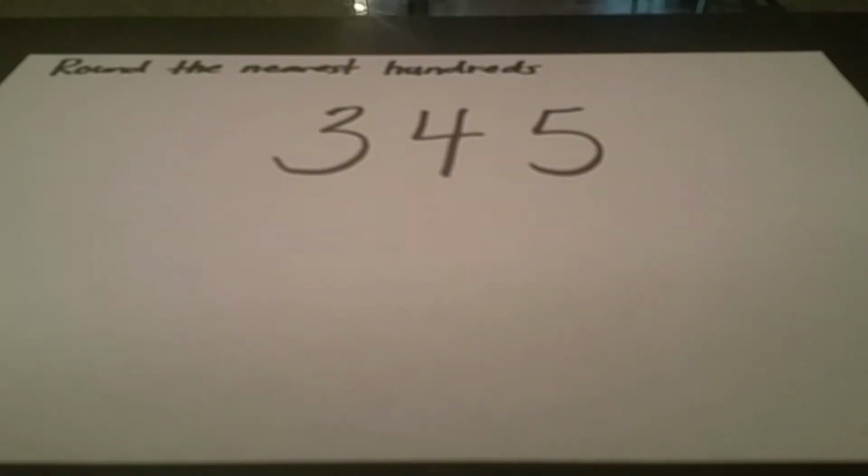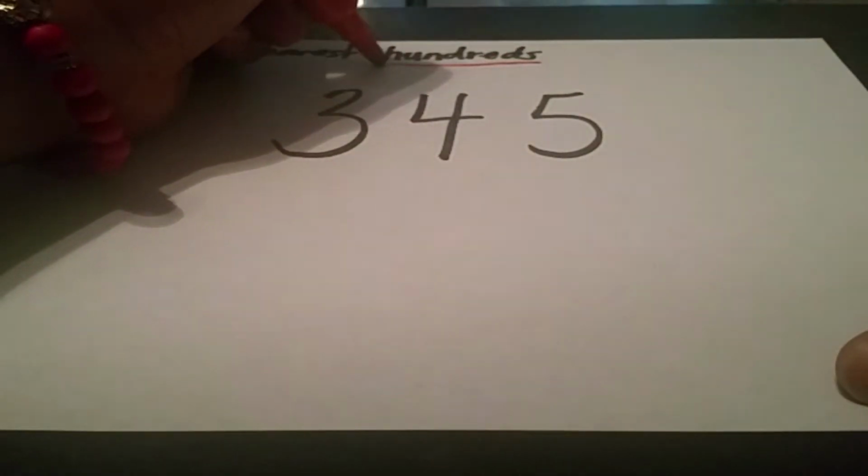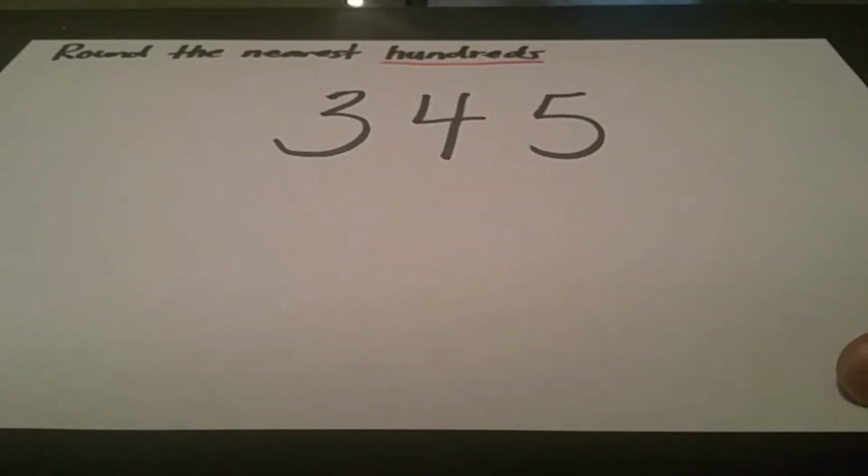All right, let's try a different problem. If we look here, our number is 345. We read the question first. It says round to the nearest hundreds. So the first thing I'm going to do is underline what it's asking me to round to. Which place value is that? I'm going to underline it. It's the hundreds.